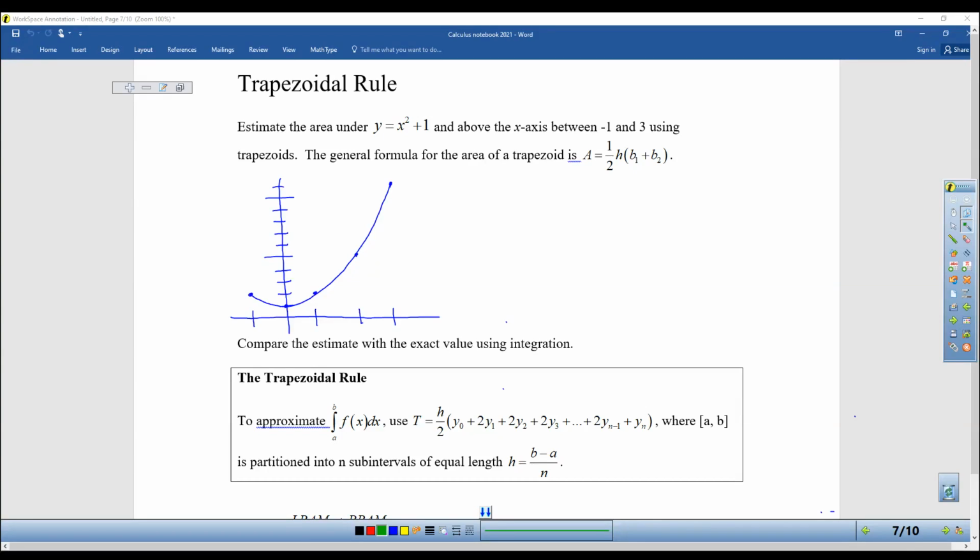Hello everyone, and welcome to Calculus. Today we're going to be studying the Trapezoid Rule, and after that, Simpson's Rule.